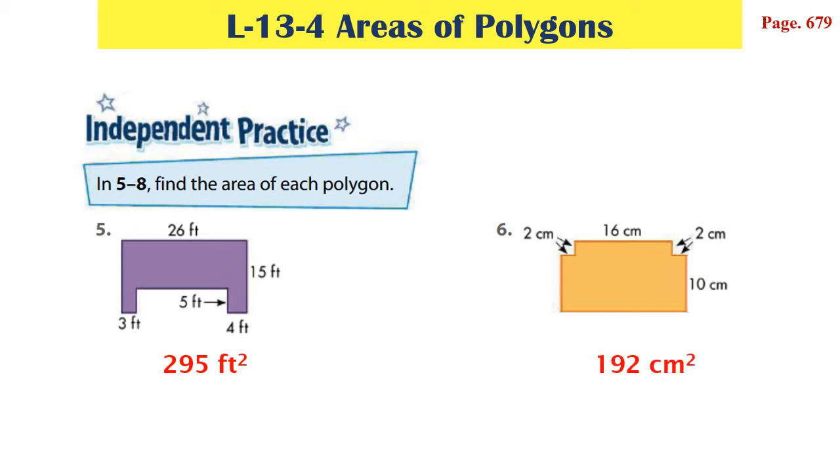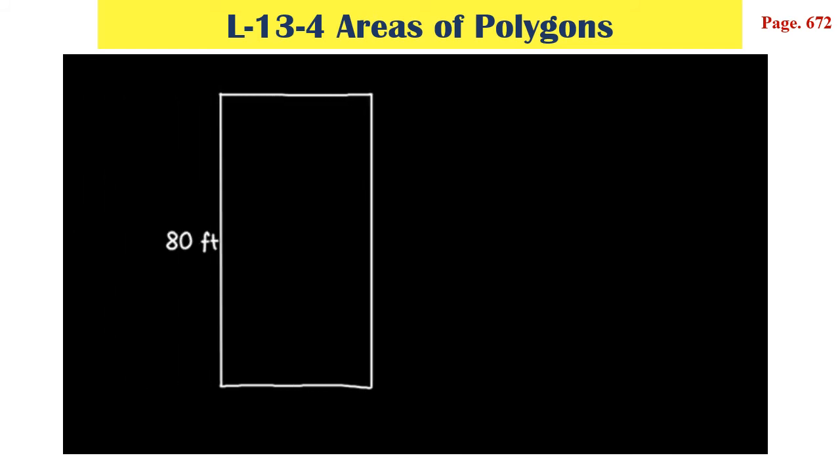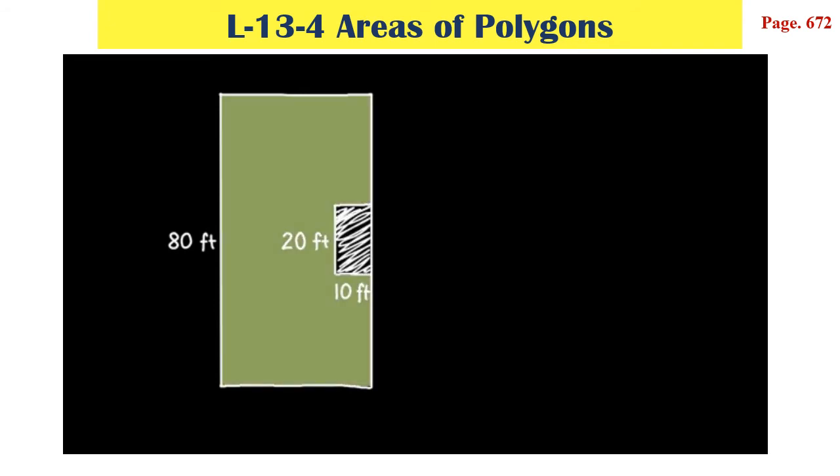Okay dear students, now let's watch a video. The land behind Peter's house measures 80 feet by 40 feet. Part of the land is covered by a porch that measures 20 feet by 10 feet. The rest of the land is covered by grass. Peter needs to mow the grass behind his house. What is the area of the land Peter needs to mow? The shape of the land behind Peter's house, that includes the porch, is a rectangle.